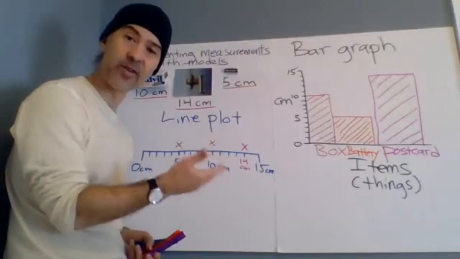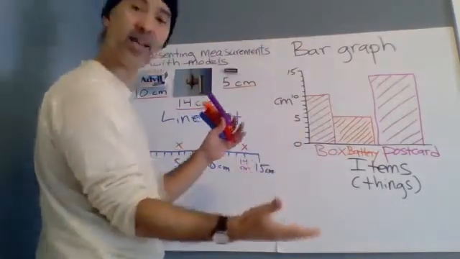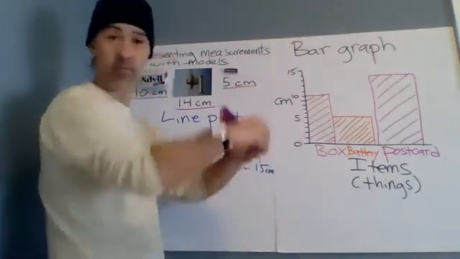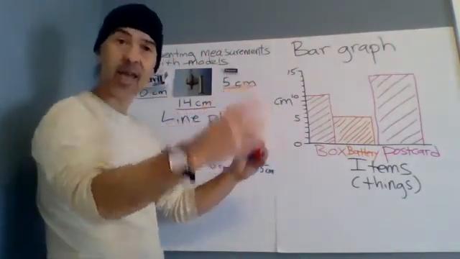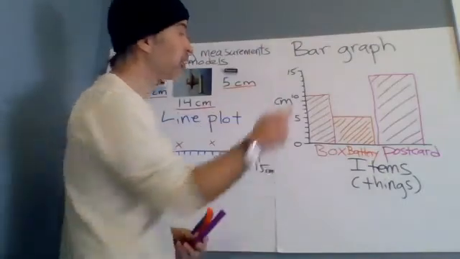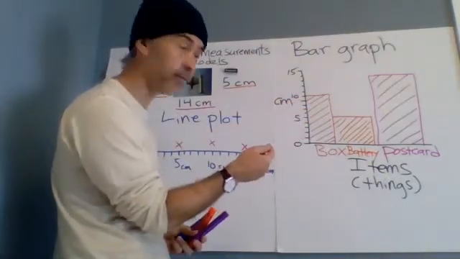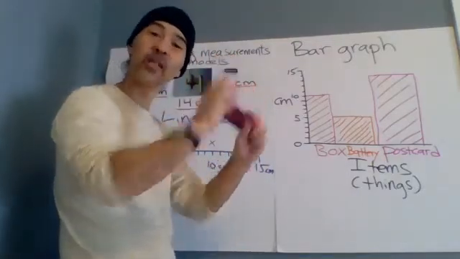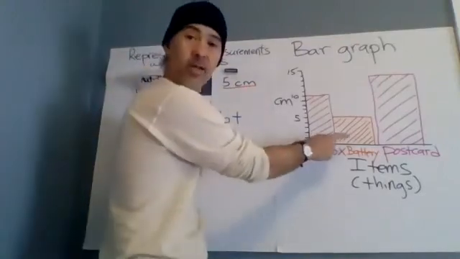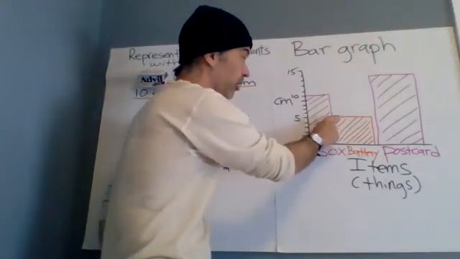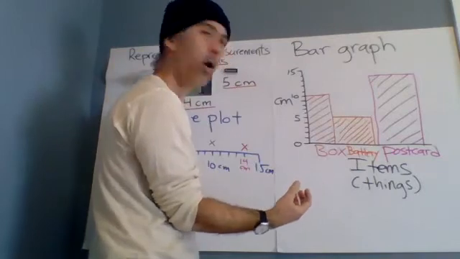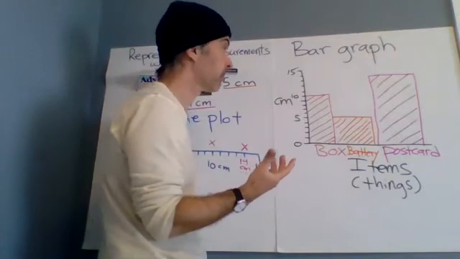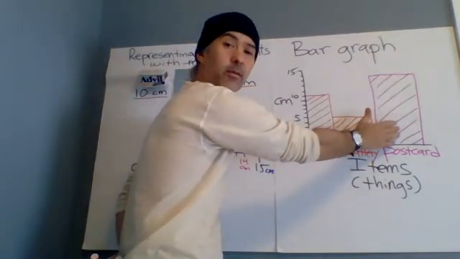So this is a nice visual model because looking at it, I can totally tell right away which one had the longest length and which one had the shortest length. So looking at our bar graph, which item was the smallest, had the shortest length? Well, this one. It's got the shortest bar. Which item had the longest length? Well, the postcard.